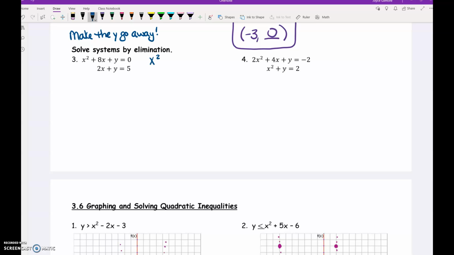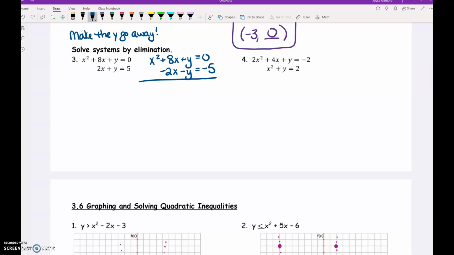I'm going to recopy the top one. The bottom one, I'm going to multiply everything by -1. So that would be -2x minus y equals -5. Keep everything nice and lined up, and now we'll just add these two things together.